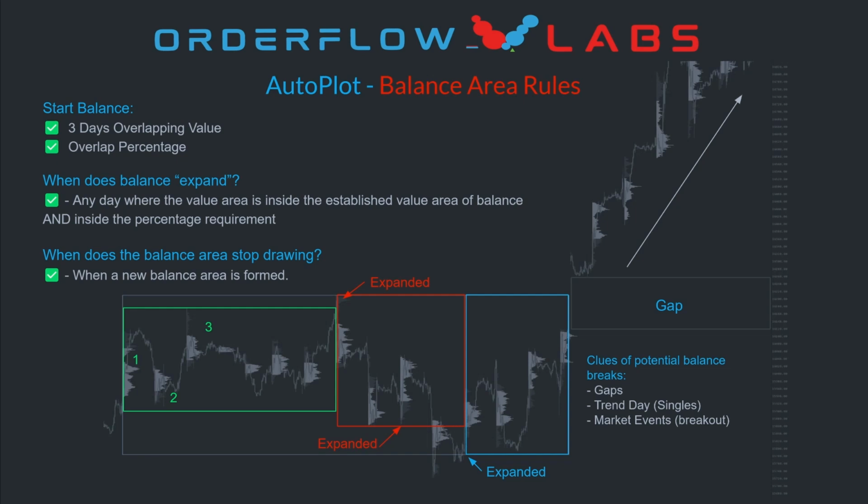So how do we start a balance area? There are two essential rules. One of them is we've moved from 2 days of overlapping value to 3. In this example below, we can see we have 1, 2, and 3 on this chart at the bottom. And so we have 3 days of overlapping value. It's important to note that day 3 is always compared to day 1, in the sense that we can't have sequentially lower value or sequentially higher value that still overlaps.